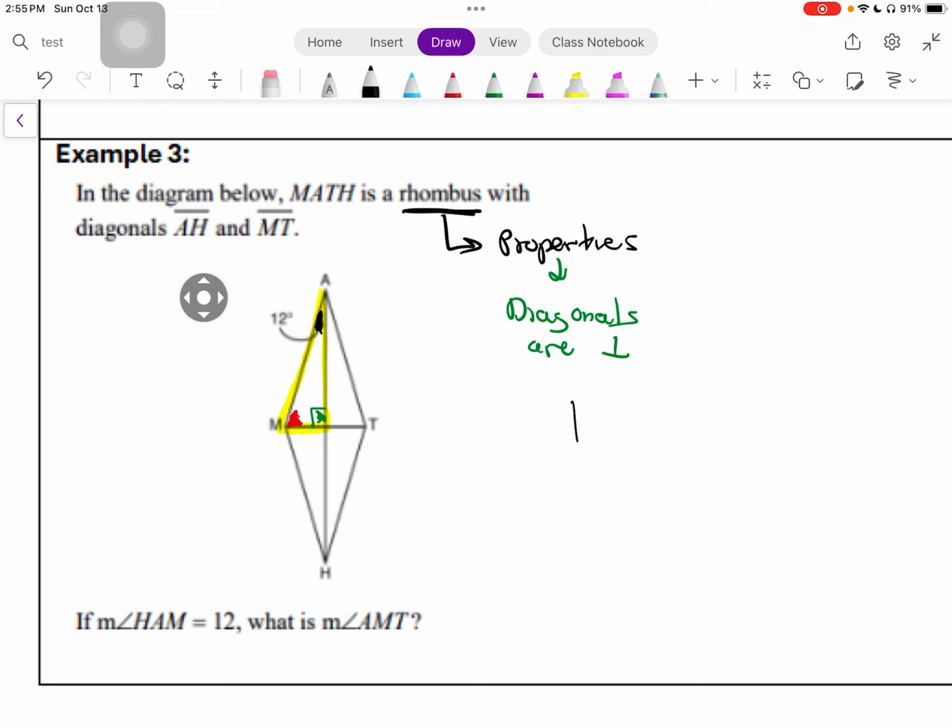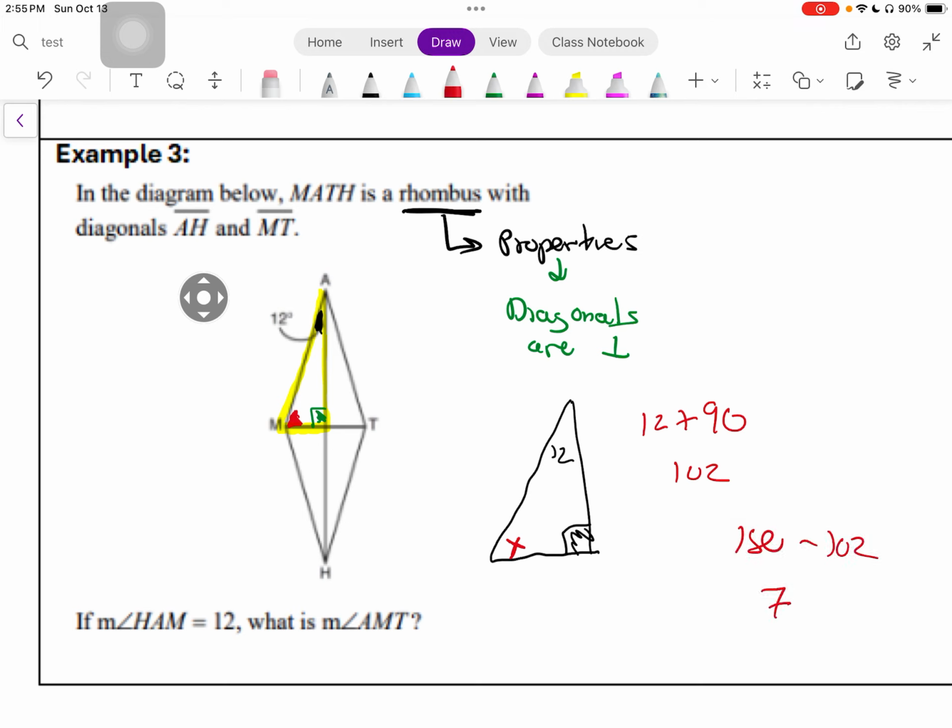So if I think about that right triangle, I know that this is 12, I know that this is 90, and I know that this is kind of what I'm looking for. And we know our triangle rules. All 3 angles in a triangle have to make 180. So we could do 12 plus 90, which is 102. And then we would do 180 minus 102, which would give us 78 for the angle that we're looking for.